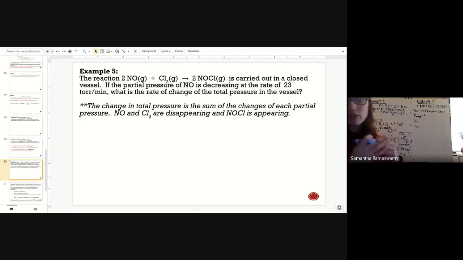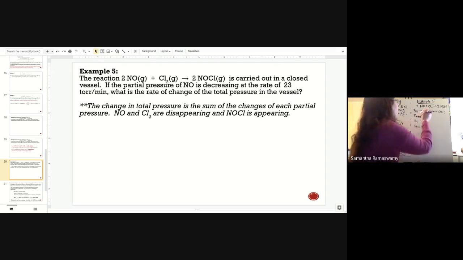So again, we're going to do just like what we've been doing. For the pressure of Cl2, I'm going to start with what I know. I know NO. So I'm not going to worry about the negative. I'm just going to worry about the value itself. So NO is changing at 23 torr per minute.